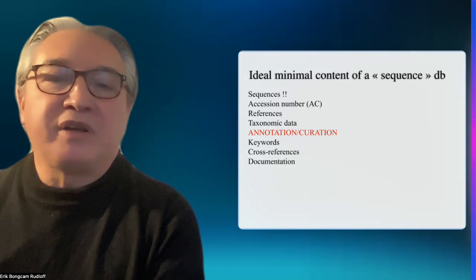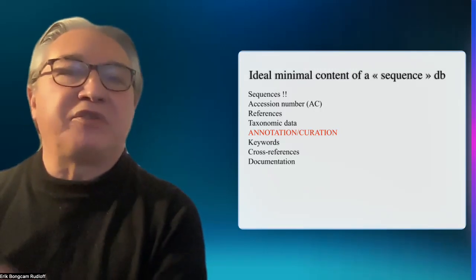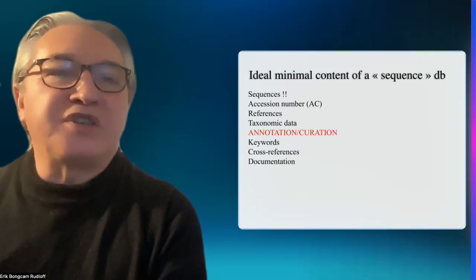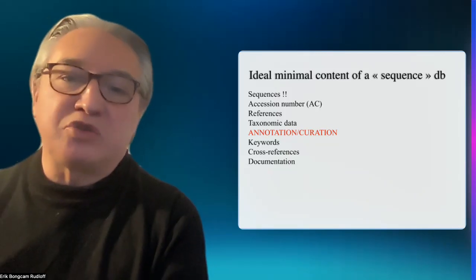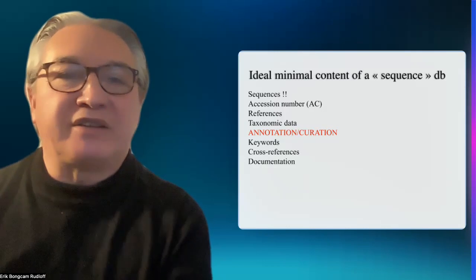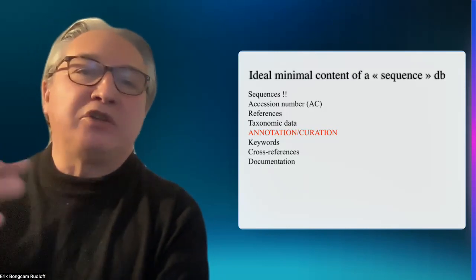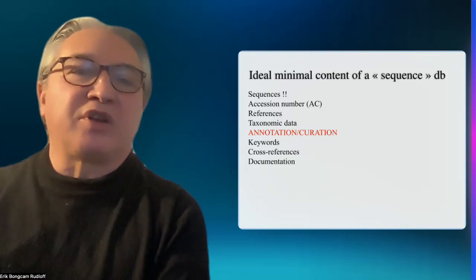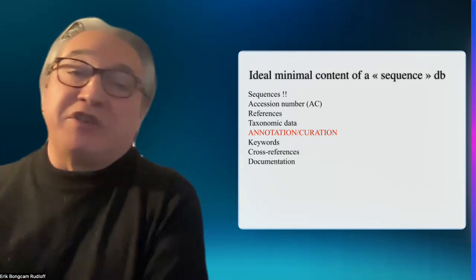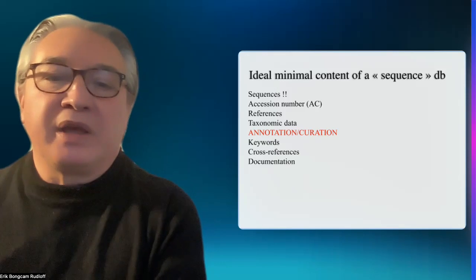Then you can have references. That means if this sequence is coming from a project where there has been a publication, that should be there. Taxonomy data. That means from where did you isolate the DNA or RNA that corresponds to this sequence. If it's protein, the same.